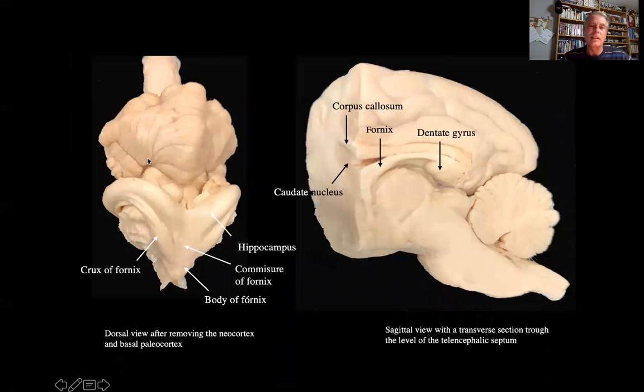In these images, here is a dorsal view. The part of the cerebral hemispheres have been removed, the neocortex and the paleocortex. However, the archicortex is not removed, it is still there. So we have these horns, the cornu ammonis, right? And we have the fibers. This is white matter covering, this is white matter, and all the fibers that leave form the crus of the fornix, the commissure of the fornix, the body of the fornix, right?